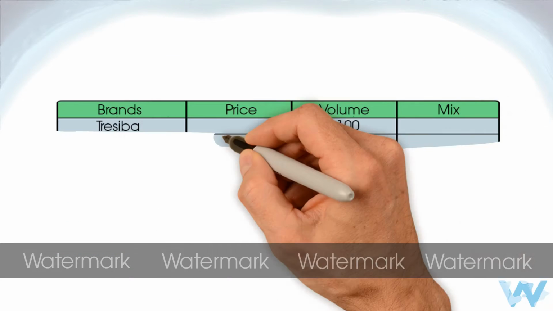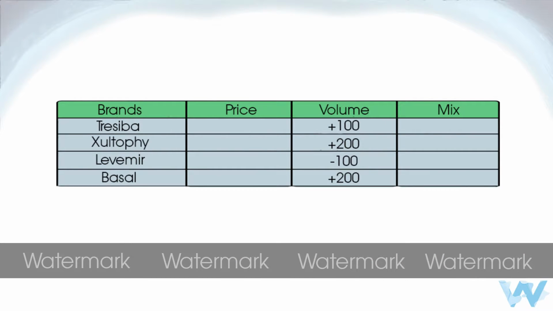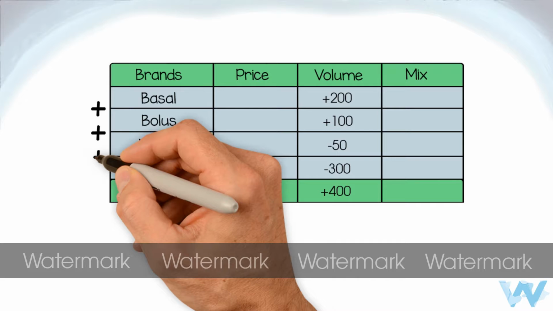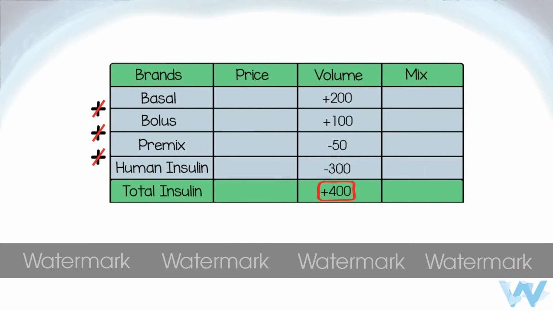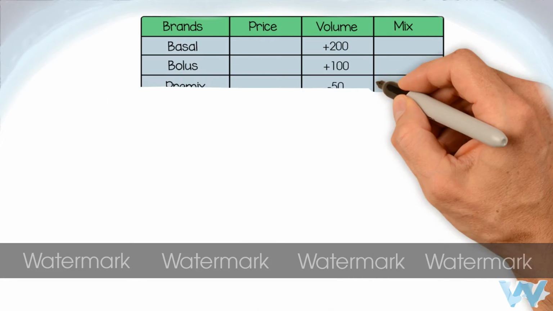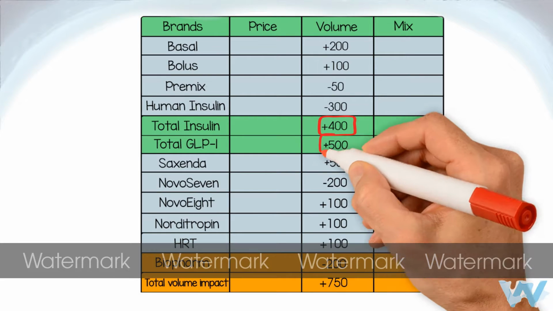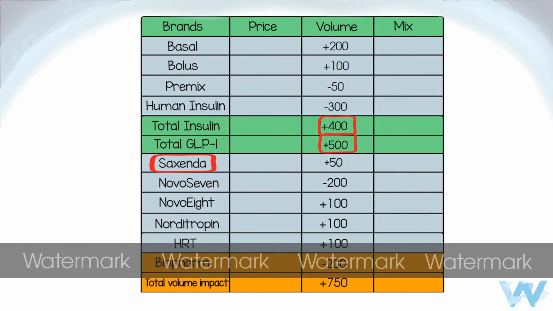This means we are applying the average basal segment ARP and not an individual product ARP to translate the volume increase into million DKK. Therefore, the volume impact of Tresiba, Zoltify, and Levemir is not additive to total basal segment. It is calculated on segment level. Furthermore, the volume effect across the three insulin segments is not additive to total insulin. It is calculated on total insulin level.